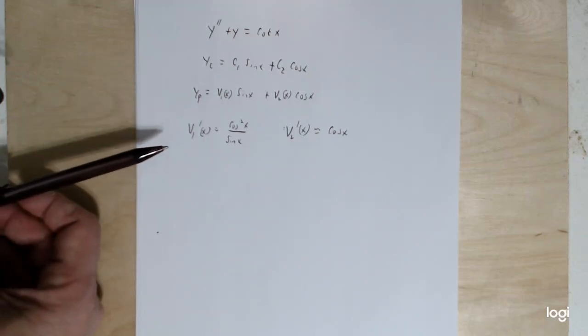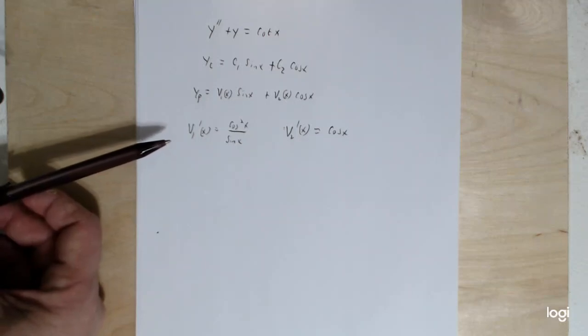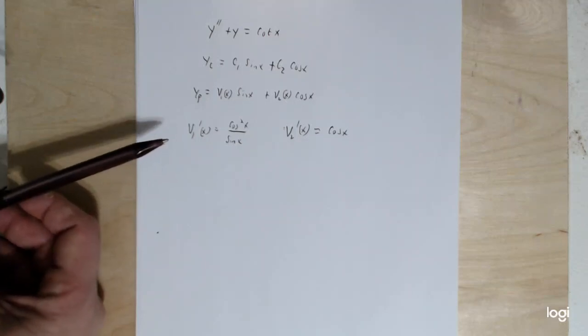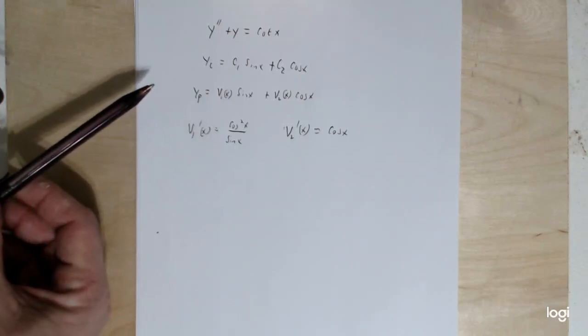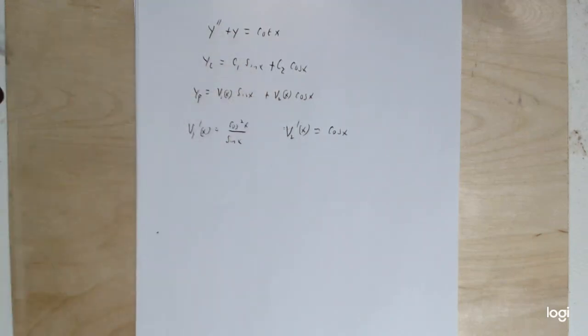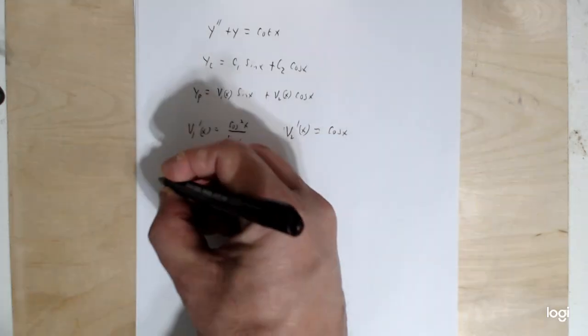And then we get this equation, v1 prime of x is cosine squared of x over sine of x, which we just arrived at last time. v2 prime of x equals cosine of x. So let's go ahead and finish this one off, and then we'll talk about, in general, what this thing will look like. So we have to integrate these.